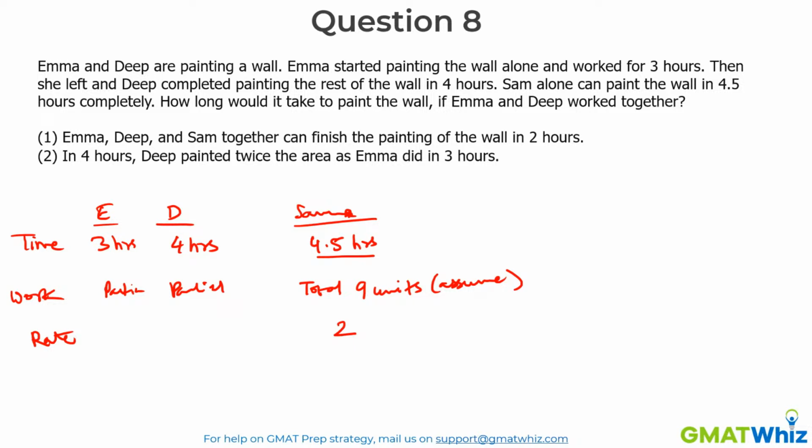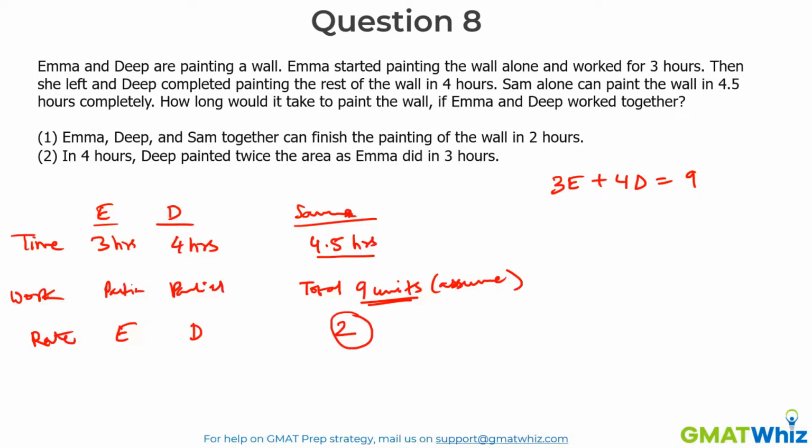Now the question is asking me, how much time does it take to paint the wall if Emma and D work together? So again, I don't know the rates of these people, so I'll just take them as E and D. So I know from this that they together completed the entire work. That means 3E plus 4D is 9, right? That's the total work. I've assumed total work as 9 units. That's one equation that I have with me. Okay, and I know Sam's rate is 2. That is what I've gotten through my assumption.